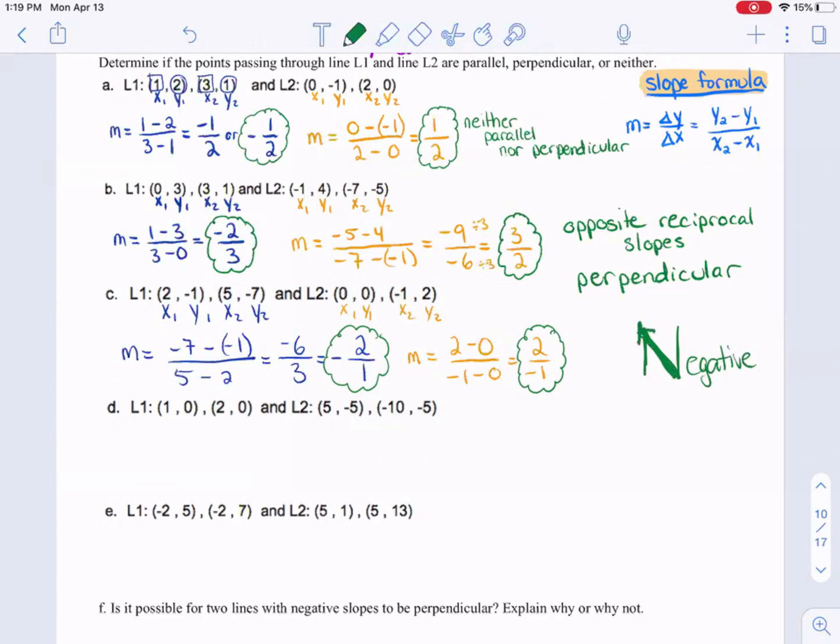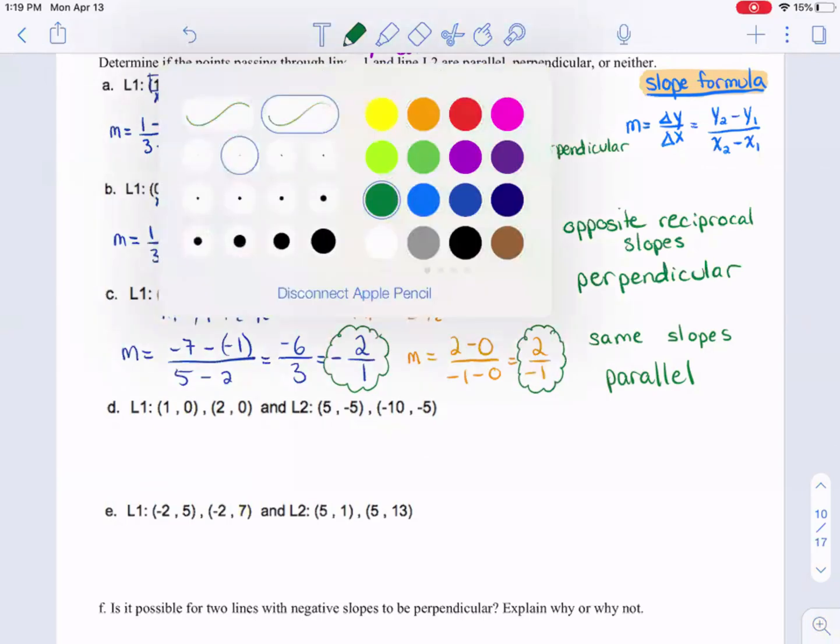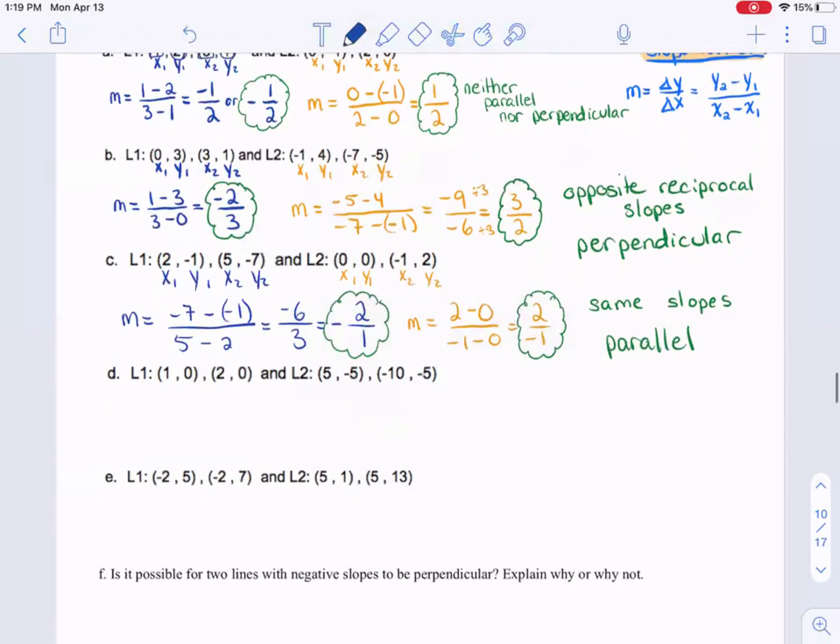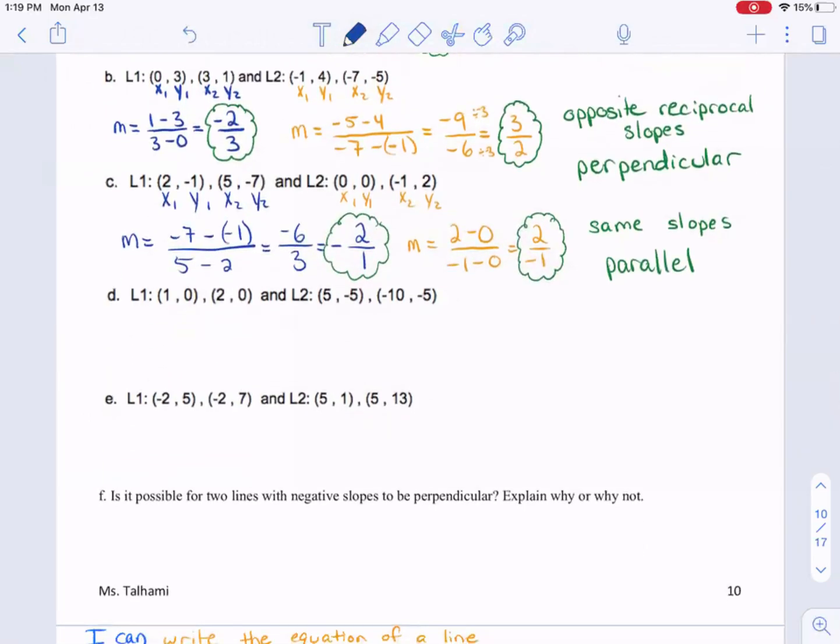So clearly here, Ms. Talhami, we do not have opposite signs, nor do we have reciprocals, but what we do have is exactly the same slopes. Same slopes means that we have parallel lines. Parallel lines have the same slope. Again, pause the video, work on letter D and E, and compare your answers to what you will see.